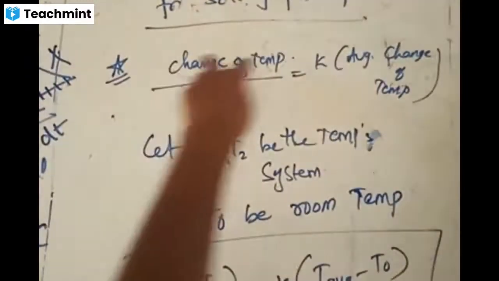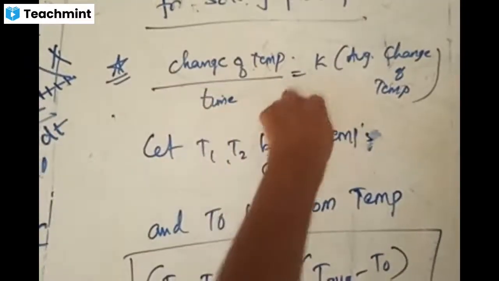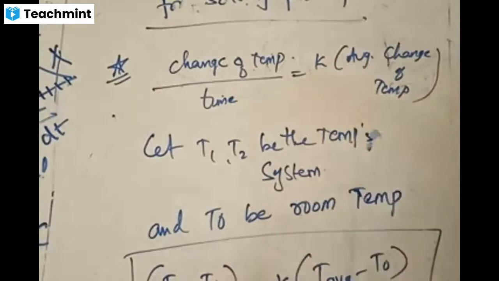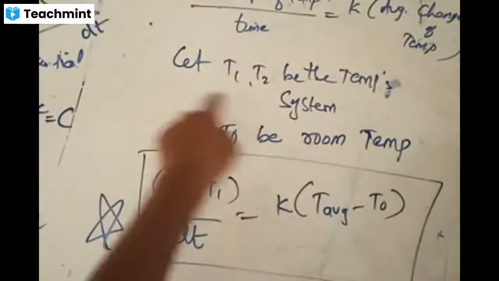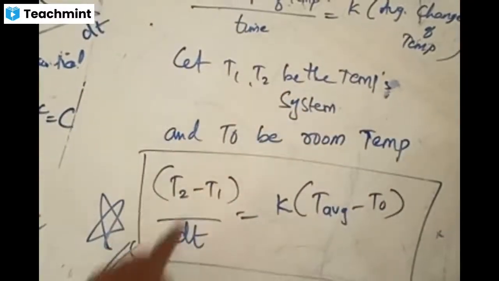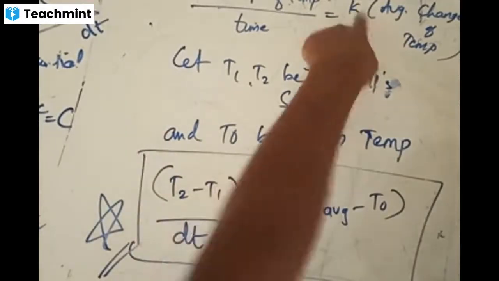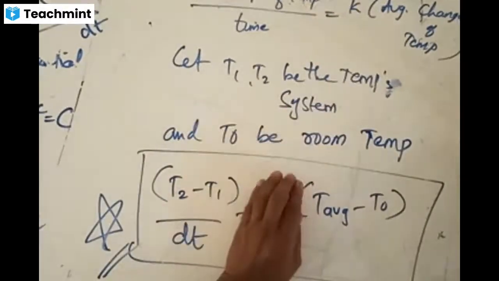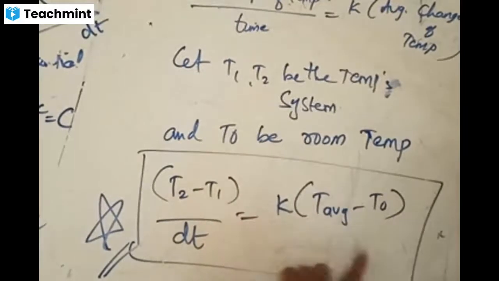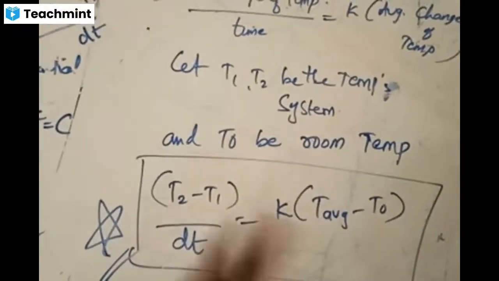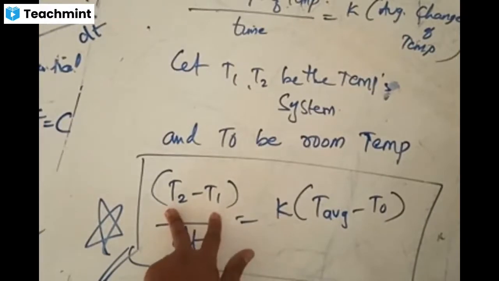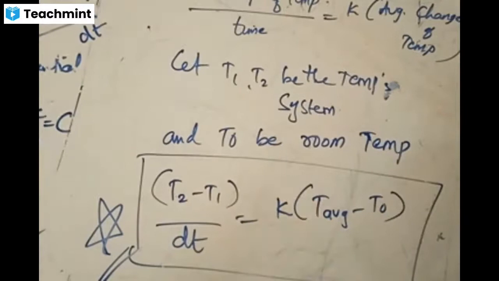The formula is something like this: change of temperature by time is equal to K into average change of temperature. What does it mean? T2 minus T1 is the change of temperature, by time, I'm calling the time dt, is equal to some constant K. Forget about K, don't bother about K. K into average change of temperature. What will be the average change of temperature? These two will have some average value.